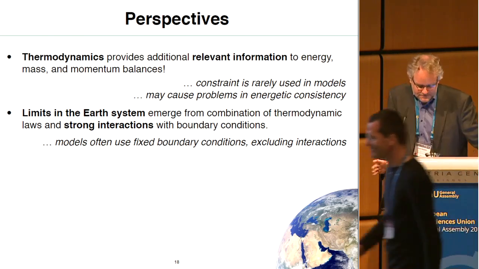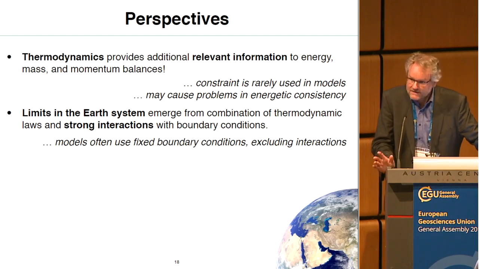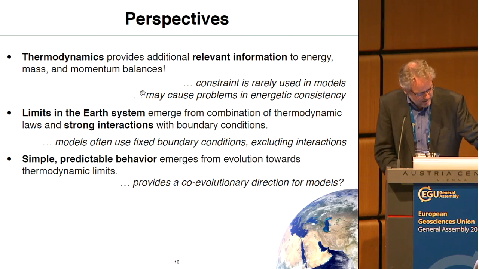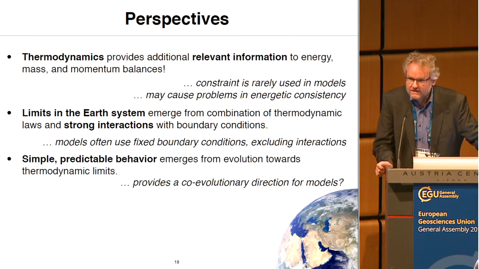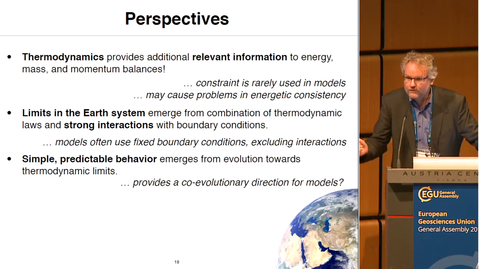On the other hand, you very often have models that operate with fixed boundary conditions, and therefore they reduce a certain level of interactions that you probably are going to have. I think this is something that is important to keep in mind. What I showed you here is that there's a simple predictable behavior from these limits, and it suggests that systems really evolve towards their thermodynamic limit. And I think that can perhaps provide a perspective.